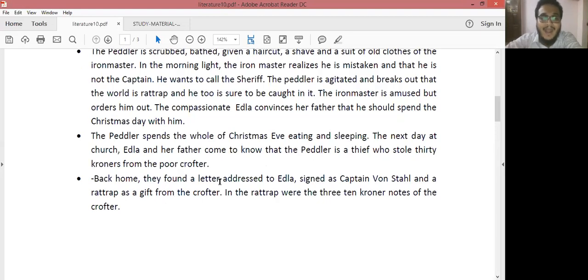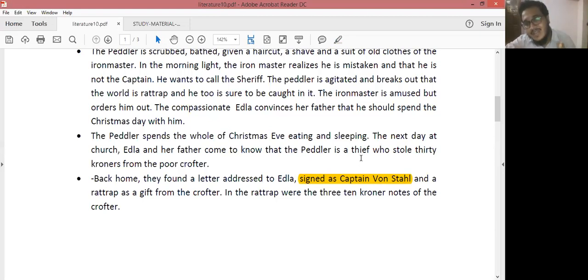But back home they found a letter addressed to Edla, signed as Captain Von Stahle, and a rattrap as a gift from the crofter. So here the sign was done as Captain Von Stahle. I have told you students why the signature was done as Captain Von Stahle. Here the other reason you might have got it today.